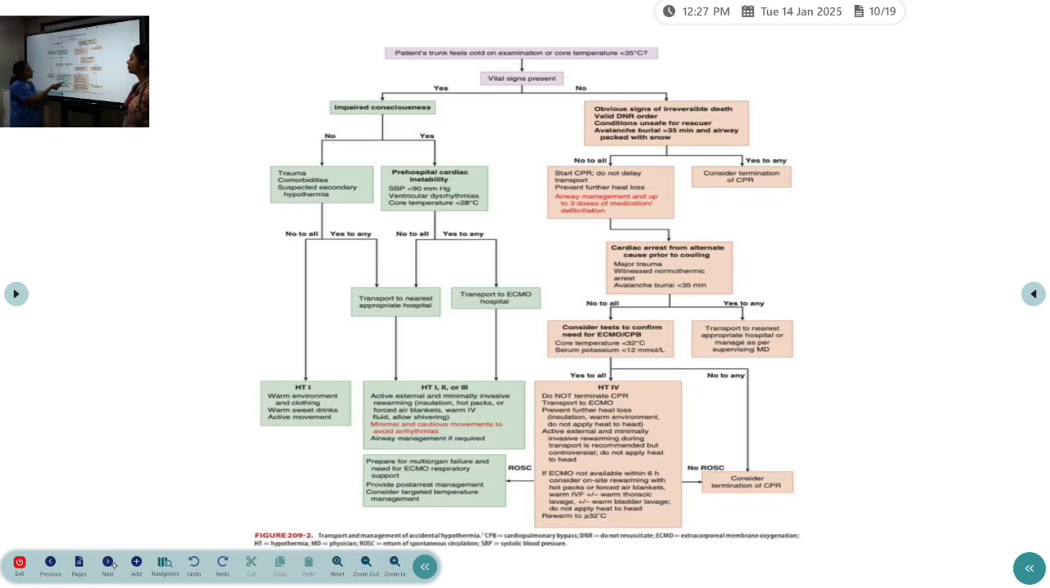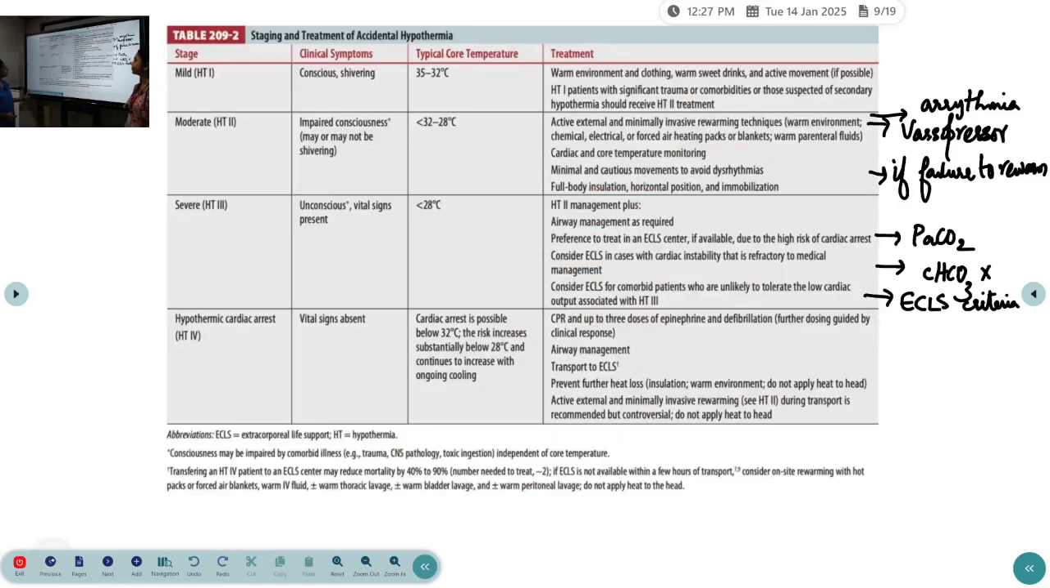Then 3 and 4. Class 3 is when the patient becomes unconscious but vitals are preserved, then we will put it in hypothermia class 3. And if the patient's vital signs are absent, then it will be under cardiac arrest, impending cardiac arrest, or the patient coming in cardiac arrest. So that will be put in hypothermia class 4. So this is the triaging.